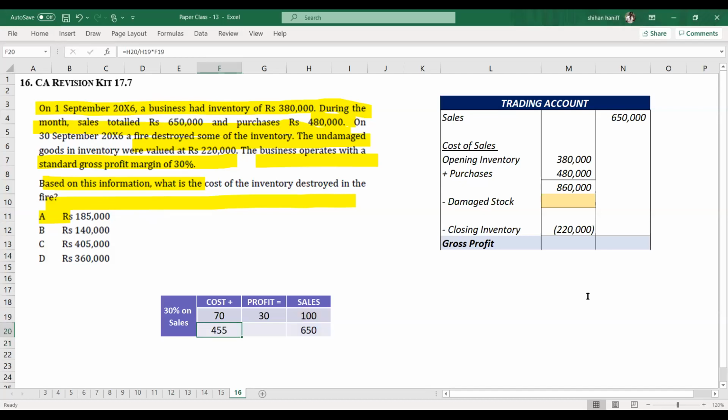Now find the damaged stock. This is 675 and 185,000. Okay. Now there are two more questions. Actually, I will explain last.